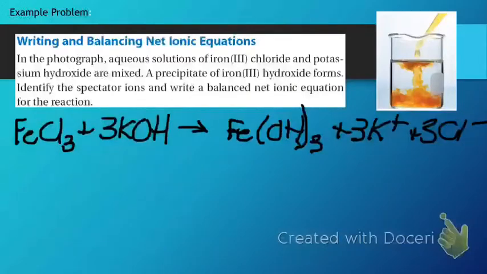Okay, so which are our spectator ions? They're the ones that are unchanged, that don't make the new precipitate, that stay floating around in the reaction. So that's going to be spectator ions are our potassium and our chloride. So now we need to write the balanced net ionic equation for the reaction. That only shows what's causing the chemical reaction, what's making the precipitate.